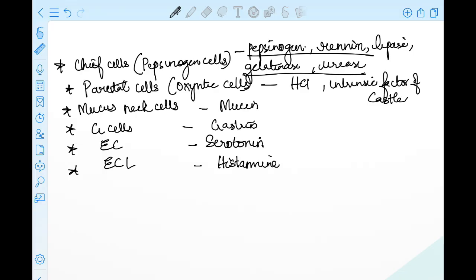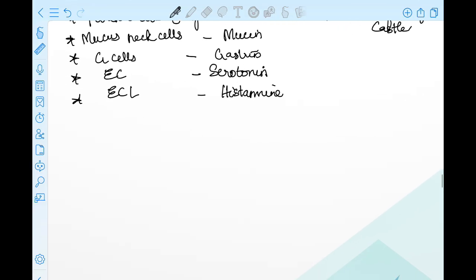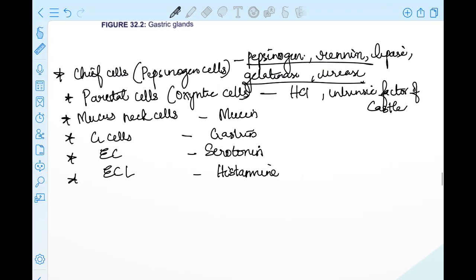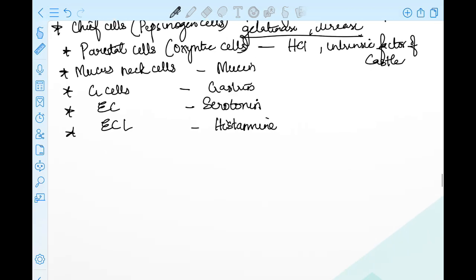Okay, so I'm just summarizing things from the textbook. So you need to read the textbook thoroughly after seeing this class. That makes it easier for you. Because if you read the textbook first, I think it'll be very difficult to understand because it's given in big, big paragraphs. So I'm making it much easier for you to follow. Now, these are the most important cells and their secretory products.